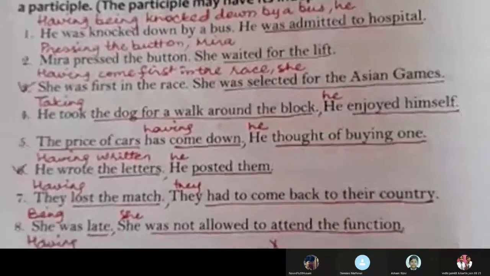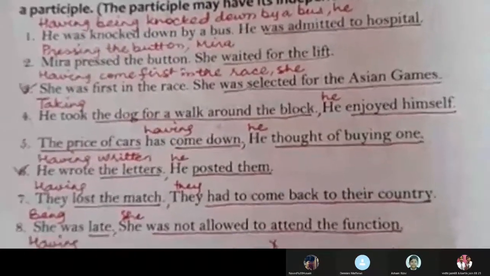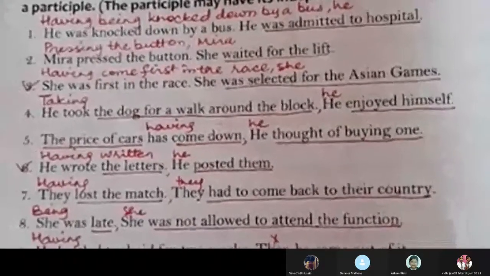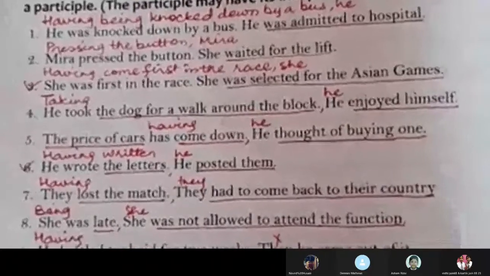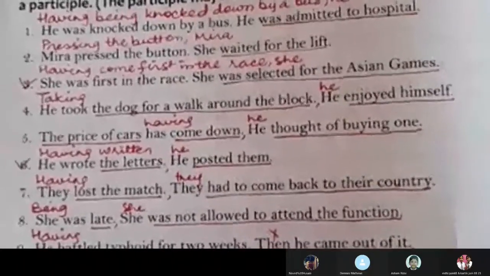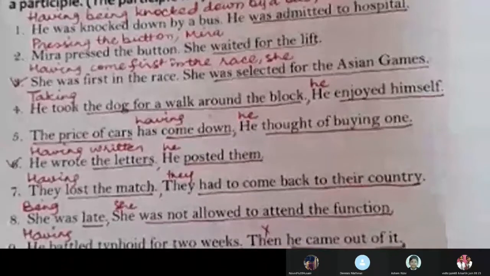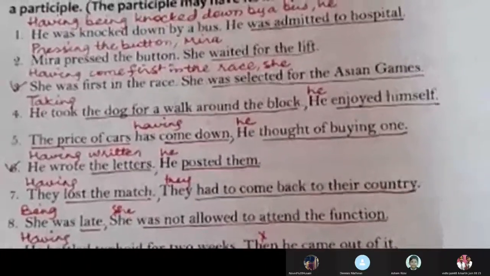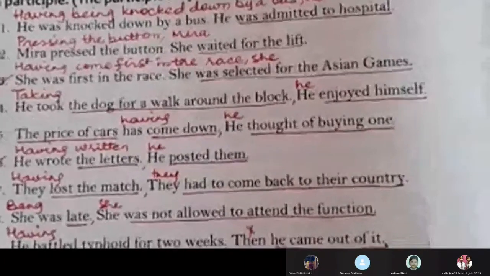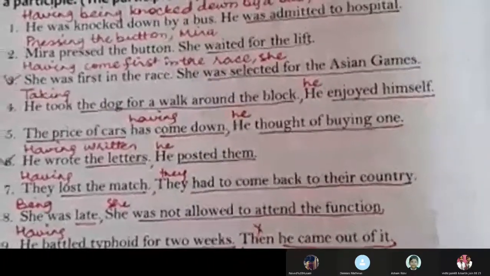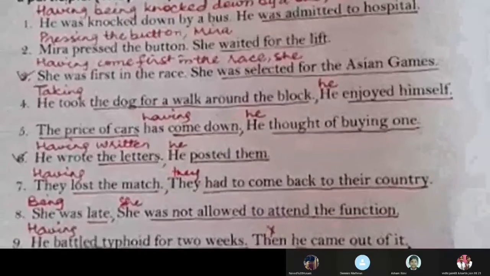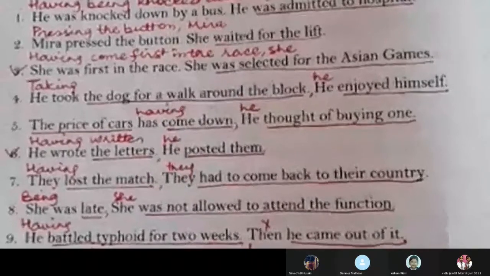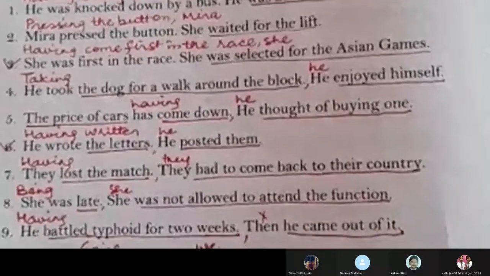Number six, he wrote the letters, he posted them. Combine them. Having written the letters, comma, he posted them. Number seven, they lost the match. They had to come back to their country. Answer, having lost the match, comma, they had to come back to their country.